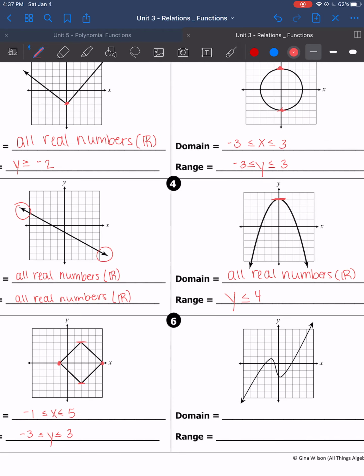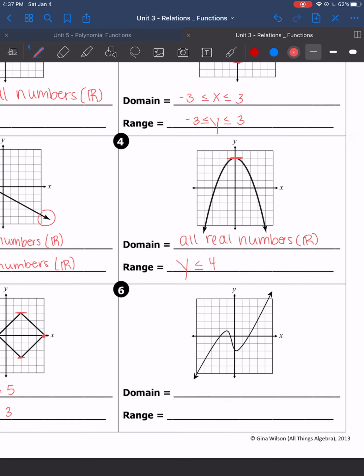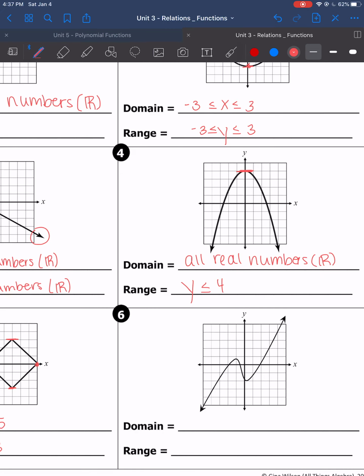One more. As I take my pointer across the x-axis, it covers all of them, and it has arrows on both ends. So what did I say earlier about arrows when there are 2 arrows? Domain is all real numbers. You don't have to do both. You can just either write all real numbers or the R.